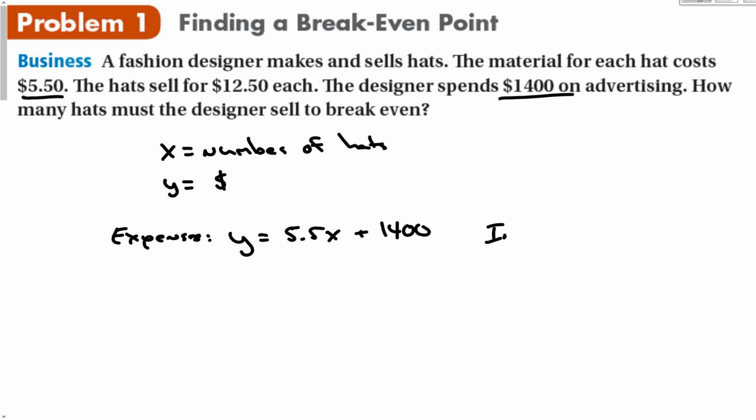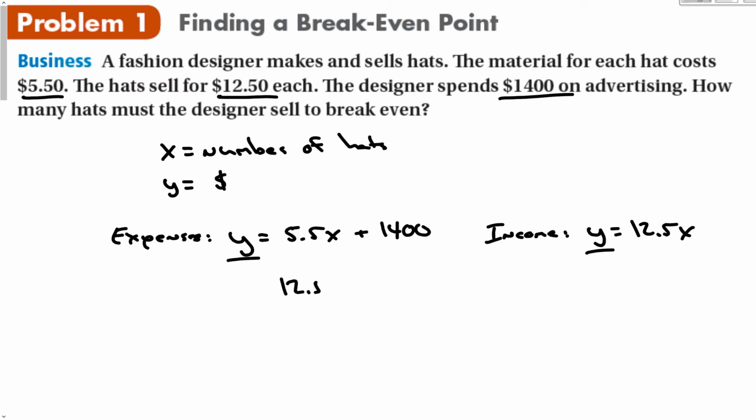Okay, my income is going to be that each hat makes $12.50 times the number of hats you sell. So let's say that y is equal to 12.50x, dollars is equal to 12.50x. Now, because both of these are equal to y, you can set both equations equal to each other using substitution.